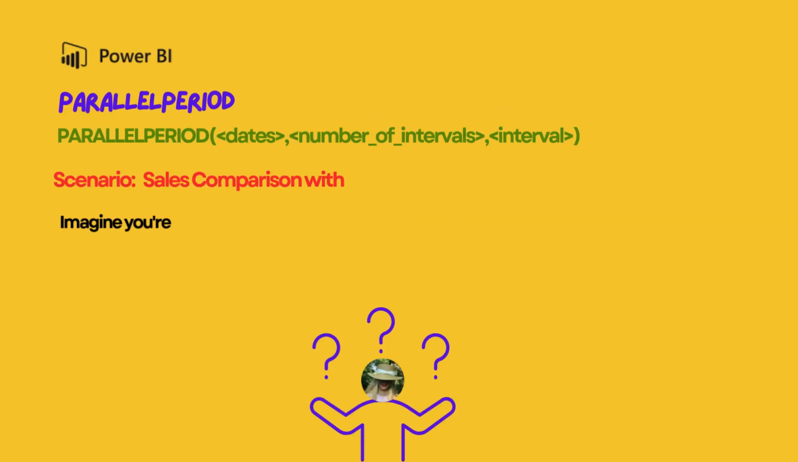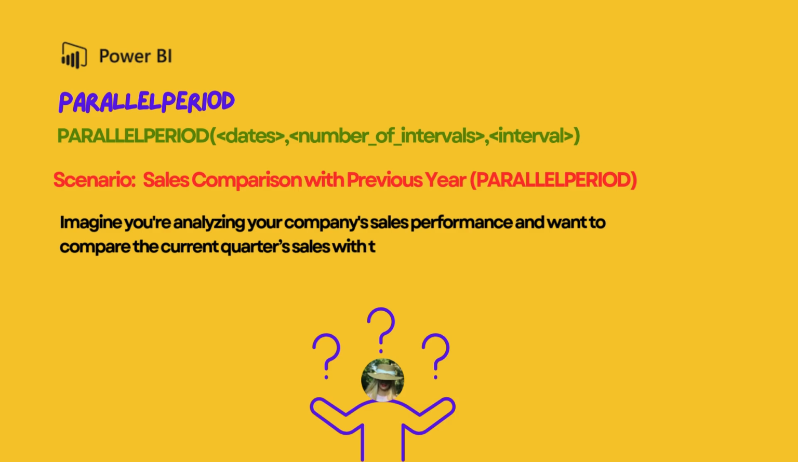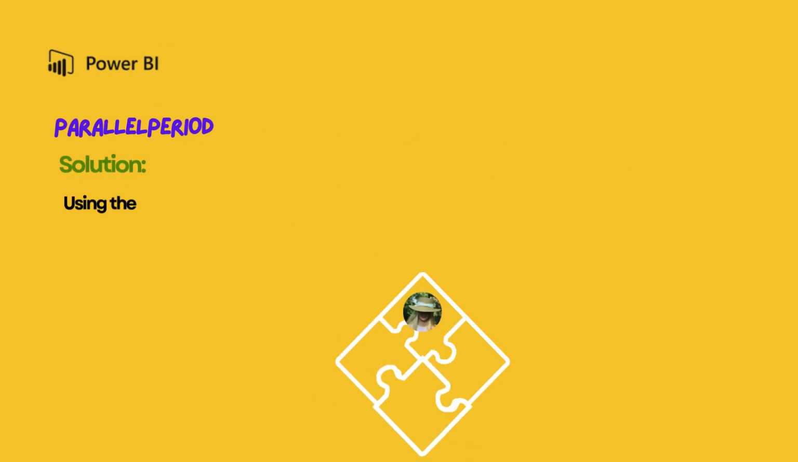Imagine you have a new task of analyzing sales performance and want to compare the current quarter's sales with the same quarter from the previous year. You want to spot trends and understand how sales are evolving year over year to make informed decisions about upcoming strategy. Solution: using PARALLELPERIOD.